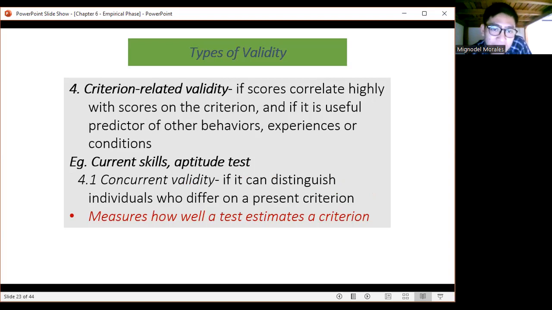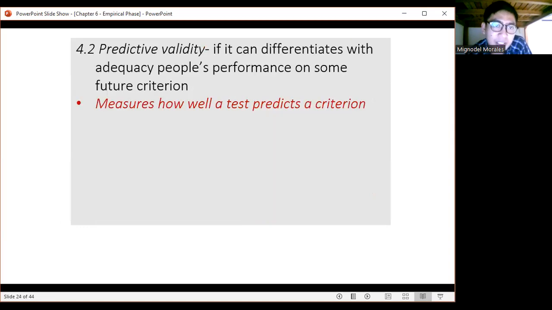So we have concurrent validity if it can distinguish individuals who differ on the present criterion. Measure how well the test estimates the criterion. You have predictive validity if it can differentiate the accuracy and adequacy of people's performance on some future criterion.